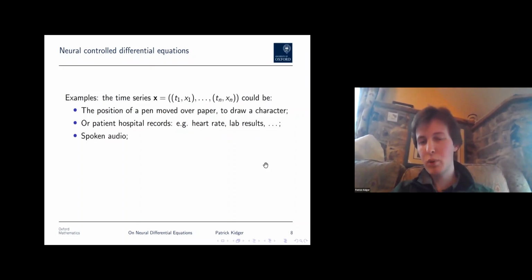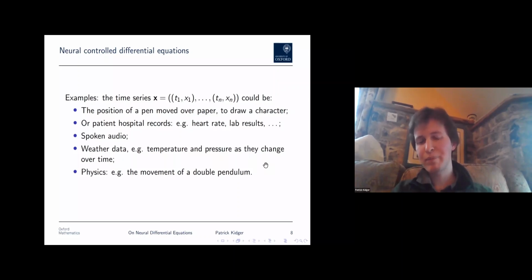And of course, at this point, you can start to open Pandora's box and think of any old time series. You could do spoken audio classification. You could look at things like weather data. You could look at things like physics, and start trying to model any kind of function of these time series.